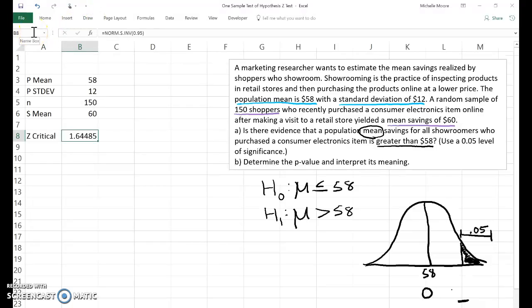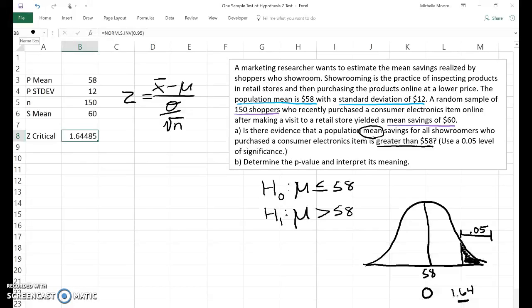So I'm going to put that right here. So 1.64. What that tells me is that now when I solve for z in the test statistic, if it's greater than 1.64, that is when I reject the null, if it's in the tail that I've shaded in. Now I've determined we're using the z distribution, and so my formula that I'm going to use for my test statistic is z equals sample mean minus population mean over population standard deviation over the square root of n.